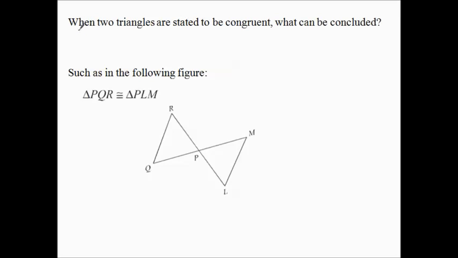Let's think back. When two triangles are stated to be congruent, so let's think about that. When triangles are stated to be congruent, what can be concluded? Do you need a visual? Well, let's look at the following figure.